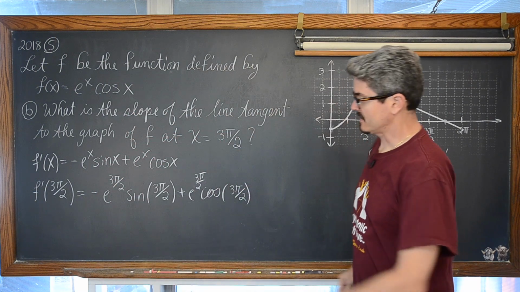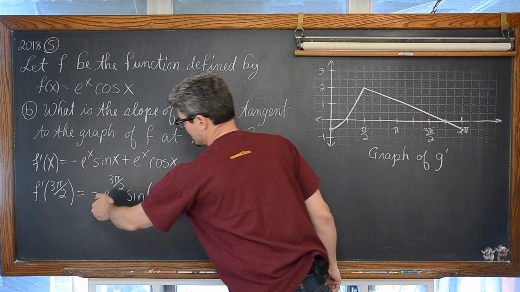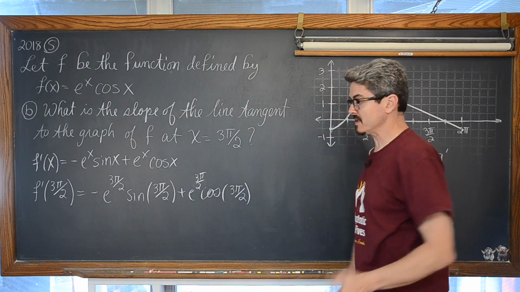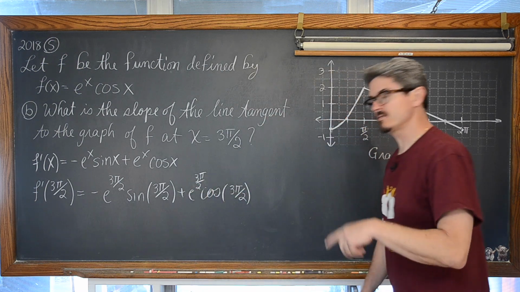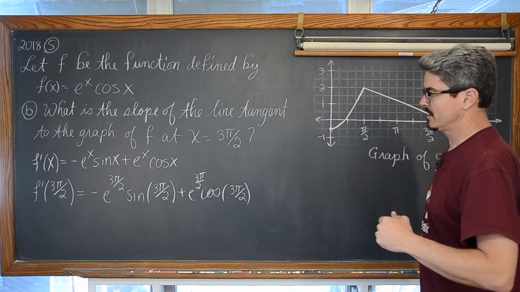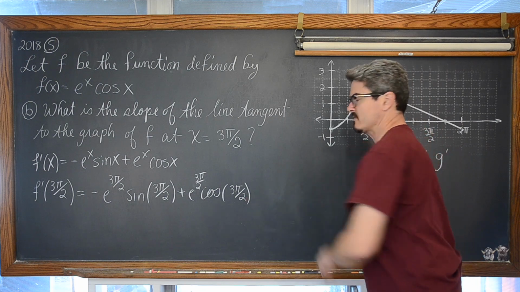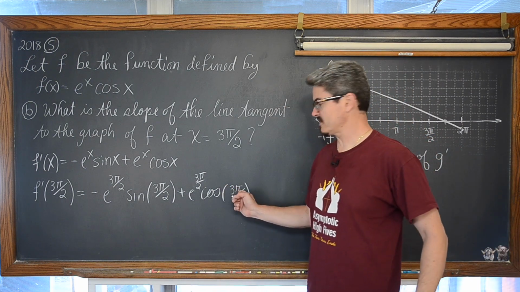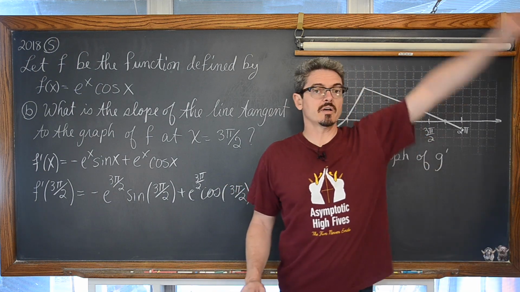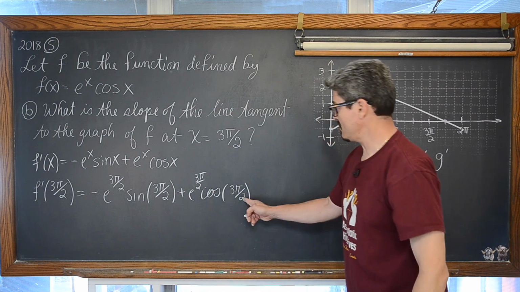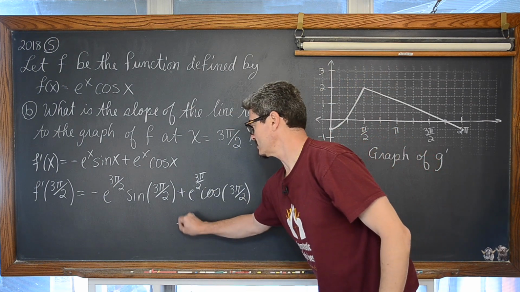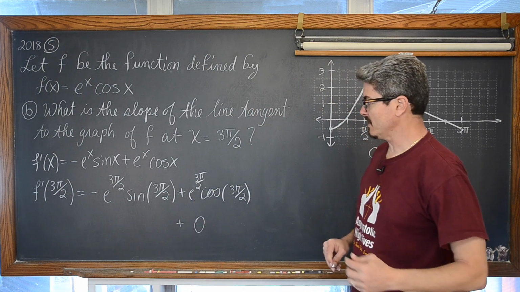So we're looking at evaluating negative e to the 3 pi over 2 times the sine of 3 pi over 2 plus e to the 3 pi over 2 times the cosine of 3 pi over 2. Well, the cosine of 3 pi over 2, that's 3 movements of basically 90 degrees. So we've got 1, 2, 3 pi over 2. The cosine there is equal to 0. So our second term is all equal to 0.